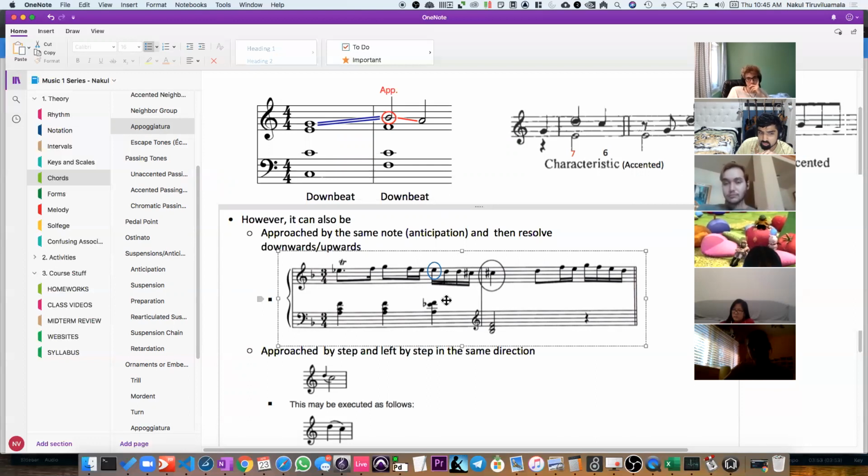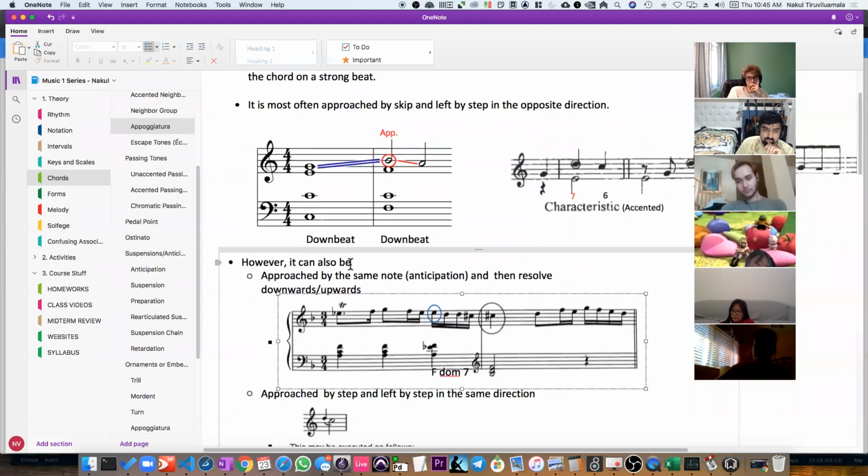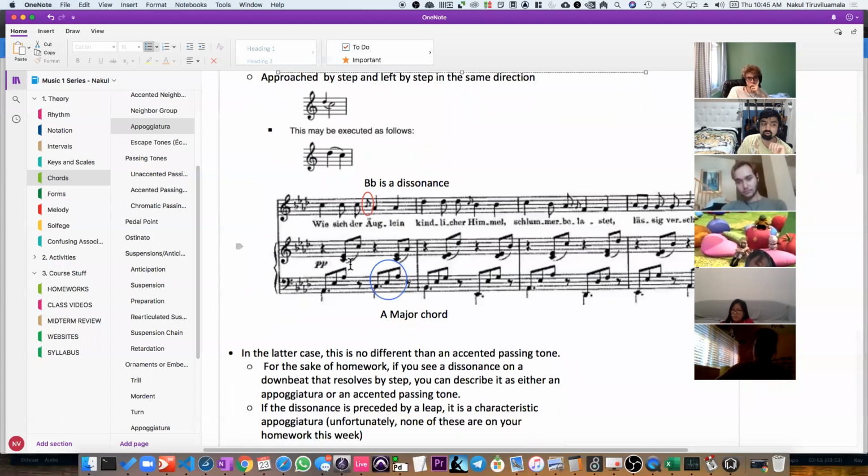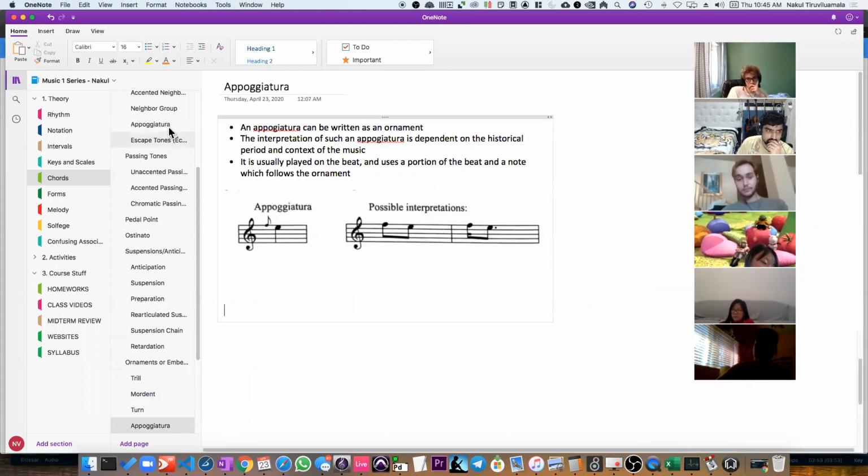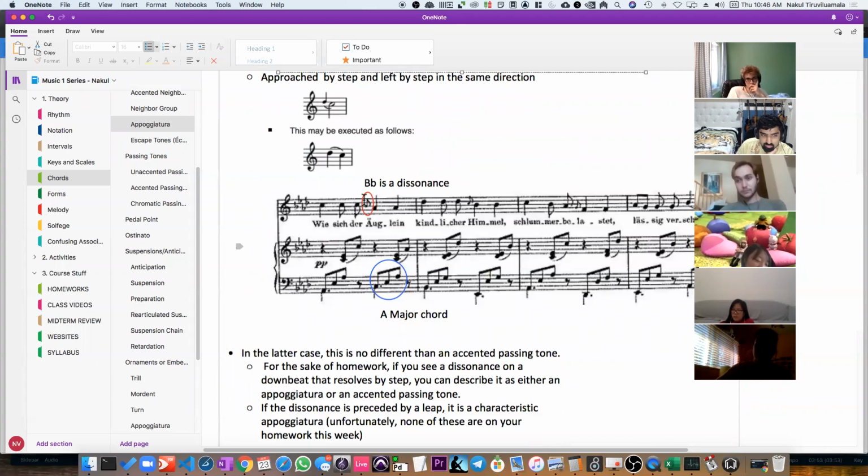These notes right here actually don't fit into this F dominant 7th chord. Only this note fits into the F dominant 7th chord. So you're actually leaping from a chord tone down to a non-chord tone, and you're stepping in the opposite direction. That actually fits the classic definition of an appoggiatura. All is well in the world, except for the appoggiatura in the ornamented or embellished sense. So the appoggiatura in the ornamented or embellished sense is this. You basically see a little, you know, in general, you can call these grace notes, I think, but I guess you can call them appoggiaturas.